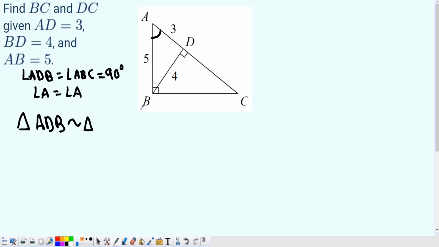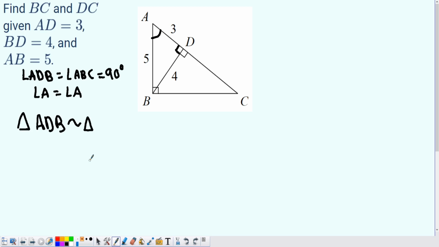Right there. Both triangles ABC and ADB share angle A. So that means we have two pairs of congruent angles: angle ADB equals angle ABC, and angle A, of course, equals angle A, which means we have angle-angle similarity. Now, if we look at triangle ADB, what do we notice? The side across from the 90-degree angle is AB, and the side across from the 90-degree angle in ABC is AC. So those two sides have to match up.